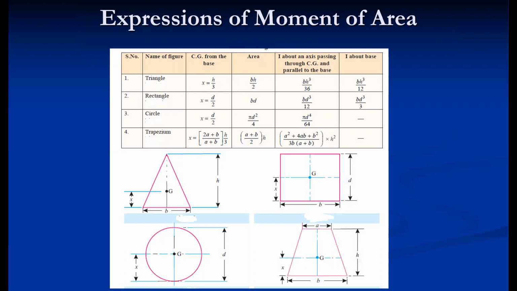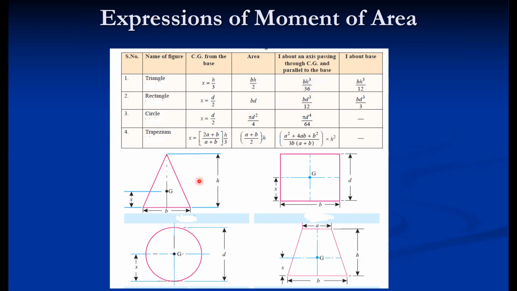So these are some expressions. The common shapes that appear in the problem are a triangle, square, circle, and rectangle. As far as the triangle is concerned, everyone knows the area of the triangle. We have to memorize these expressions. The area of the triangle is 1/2 BH. Then the moment of inertia about Cg is required.